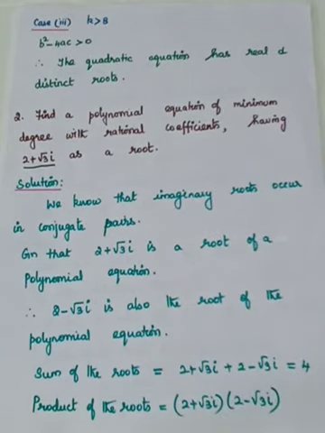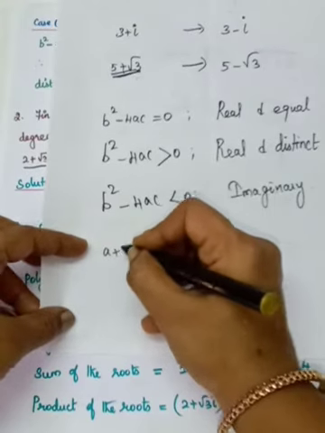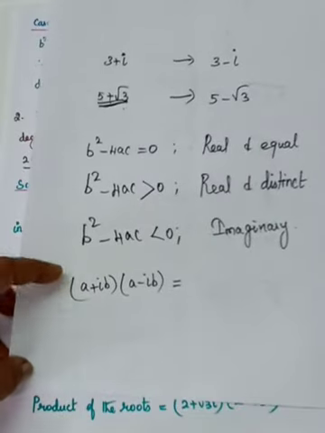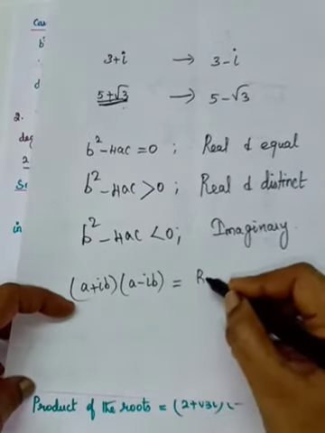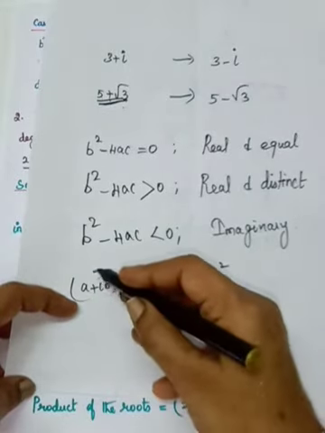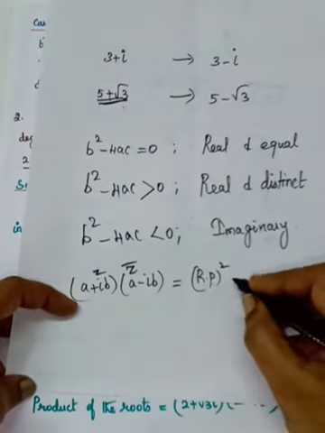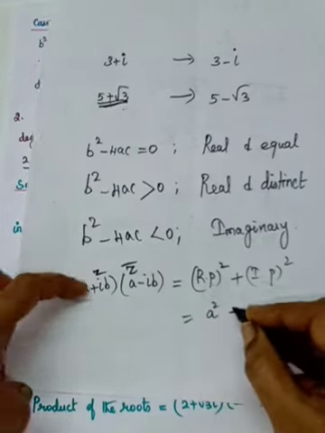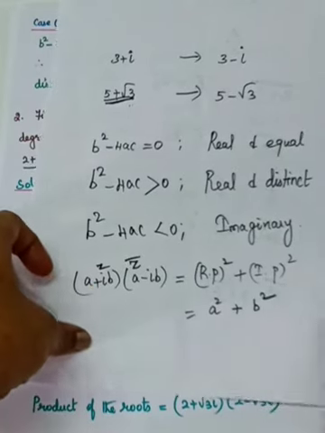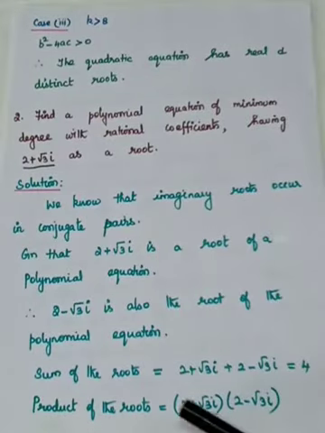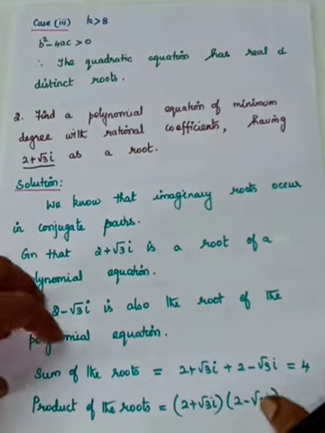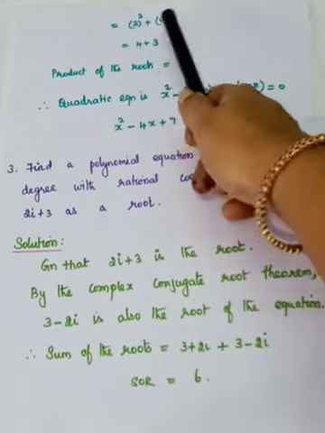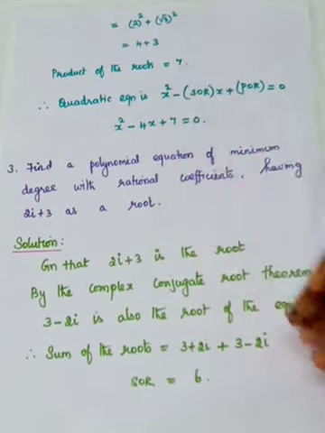How are they? They are in the form of a plus ib into a minus ib. Okay, so they are complex numbers. So z into z bar, the formula is real part the whole squared plus imaginary part the whole squared. That is, what is the real part? a squared. What is the imaginary part? b, that is b squared. So here your real part is 2 and the imaginary part is root 3. So we should not write i. So it is 2 squared is 4 plus root 3 the whole squared is 3. So the product of the roots is 7.